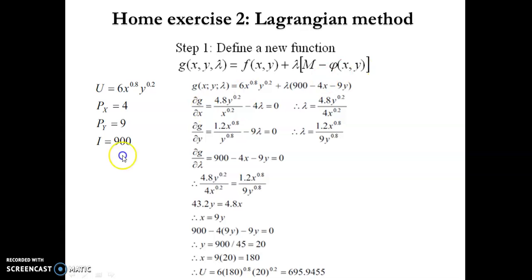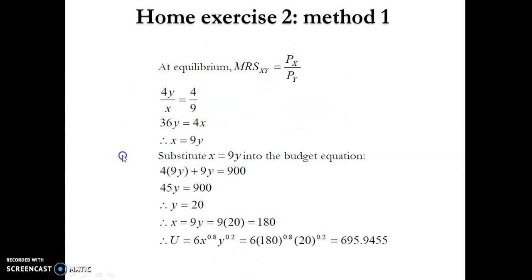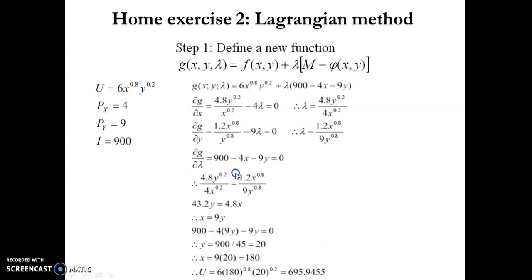So remember, if we go back to our budget constraint quickly, you saw that your budget constraint was written as 4x plus 9y is equal to 900. So of course, if you rearrange that, it could be 900 minus 4x minus 9y, because you've set the left-hand side equal to 0. So 900 minus 4x minus 9y, that is your constraint. So now we've got our new function, our Lagrangian function.